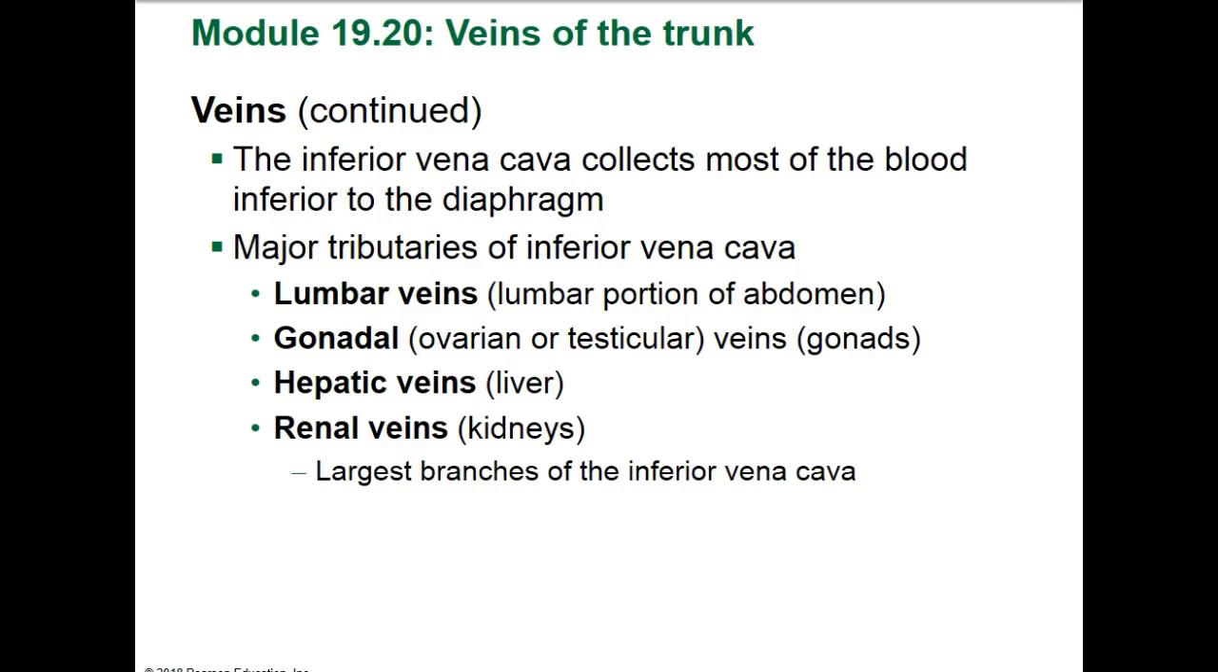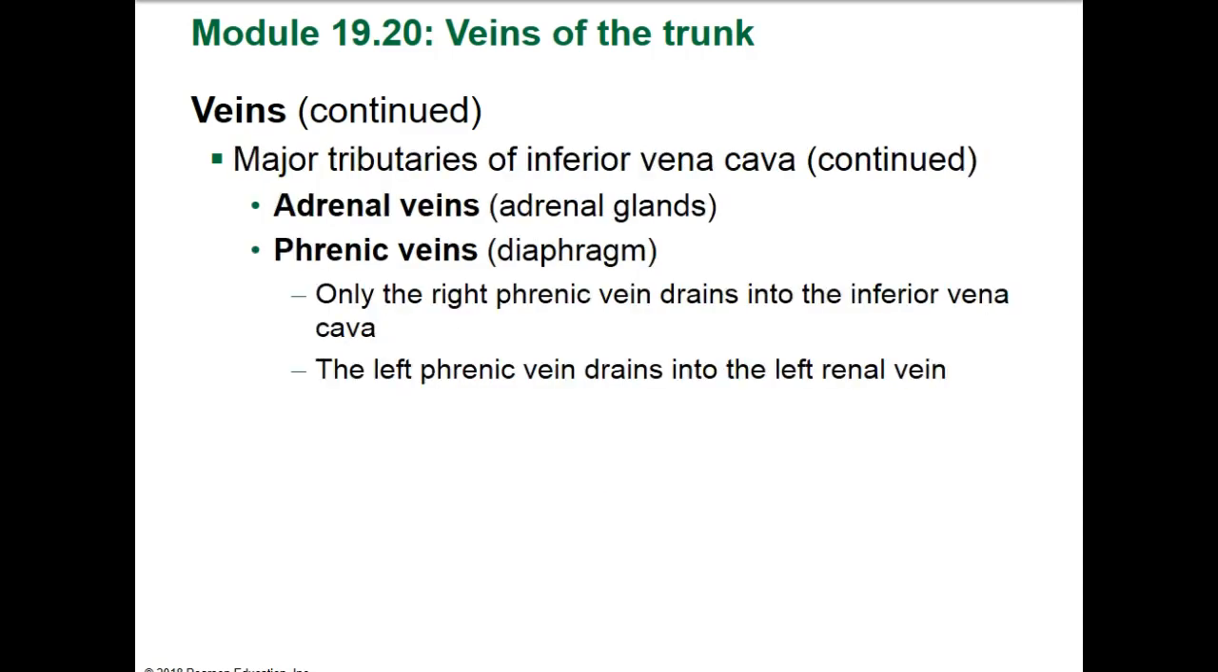The hepatic veins from the liver. The renal veins from the kidneys. And those, by the way, are the largest branches of the inferior vena cava. Major tributaries of the inferior vena cava continue here. The adrenal veins from the adrenal glands, and then the phrenic veins of the diaphragm. Only the right phrenic vein drains into the inferior vena cava, though. The left phrenic vein drains into the left renal vein.